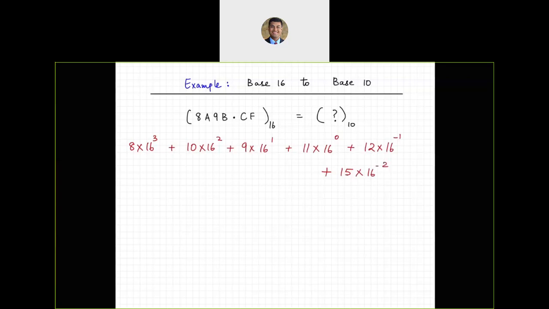And once you do this calculation, that will be your answer in base 10. I will leave that calculation to you. I'm sure you guys can do the calculation, but that's essentially what it is. Integer part. So those are for those four. And then you have the fraction part for these two.